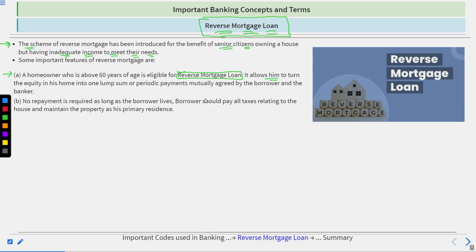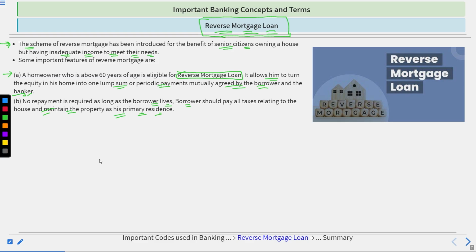It allows him to turn the equity in his home into one lump sum or periodic payments mutually agreed by the borrower and the banker. No repayment is required as long as the borrower lives. The borrower should pay all taxes relating to the house and maintain the property as his primary residence. Let me tell you in layman terms.